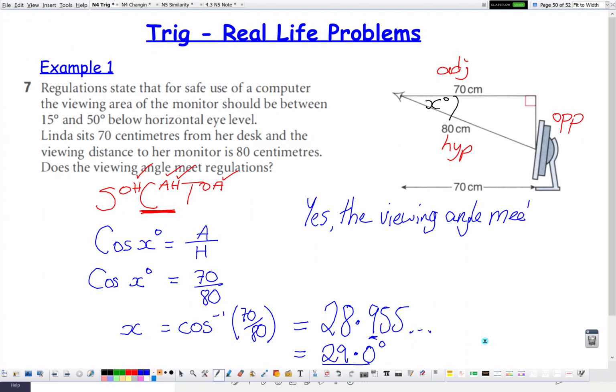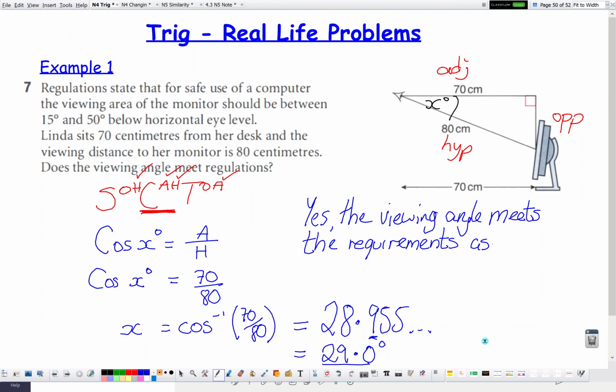And those of you that are hoping to progress on to National 5, you need to get used to writing some of these statements to finish off questions, because that's a big part of a lot of the questions in National 5. Yes, the viewing angle meets the requirements, and it's very important that we use the correct language. Always refer back to whatever the question is talking about. The viewing angle meets the requirements as 29 degrees is in between 15 and 50.